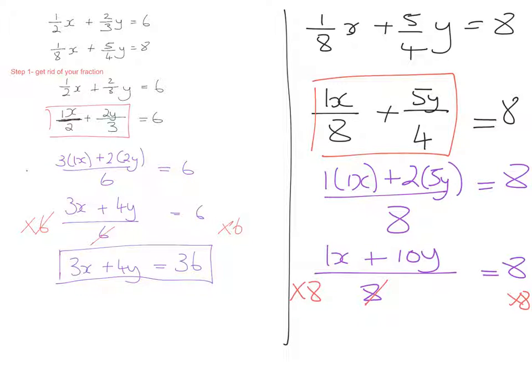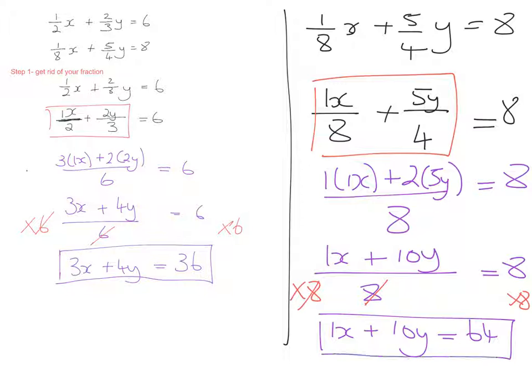And so the division of 8 and the multiplication of 8 cancel, and I'm now left with 1x plus 10y equals 8 times 8 is 64. And that is my second equation. Okay, so now I can go ahead and do my simultaneous equations with these lines, because these lines are much easier to understand, and definitely I'll be able to get something to cancel.